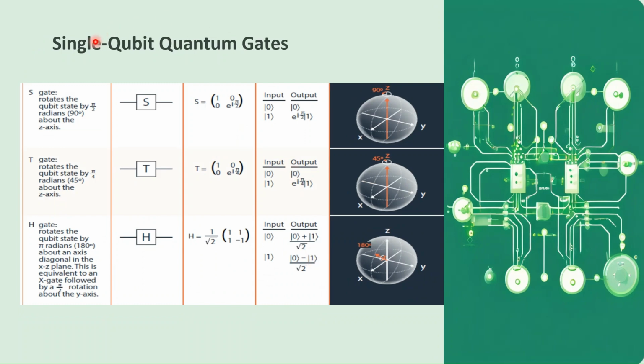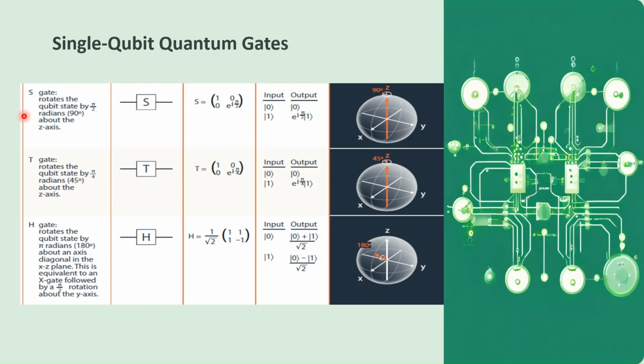This is another couple of single qubit quantum gates. The first one is the S gate. It rotates the qubit state by 90 degrees about the z-axis. This is the circuit representation, and this is the matrix. We see that if we apply the S gate on the one state, we get the one state with a phase, which is e to the power i pi by 2.